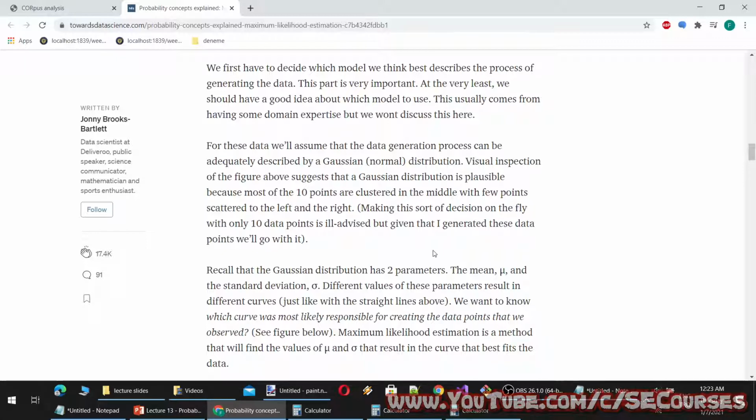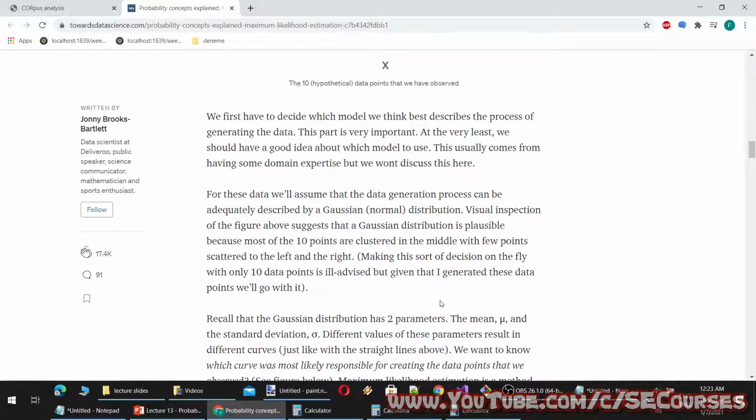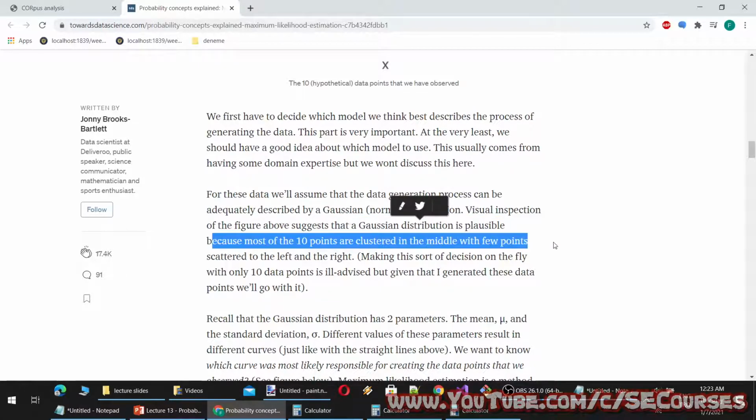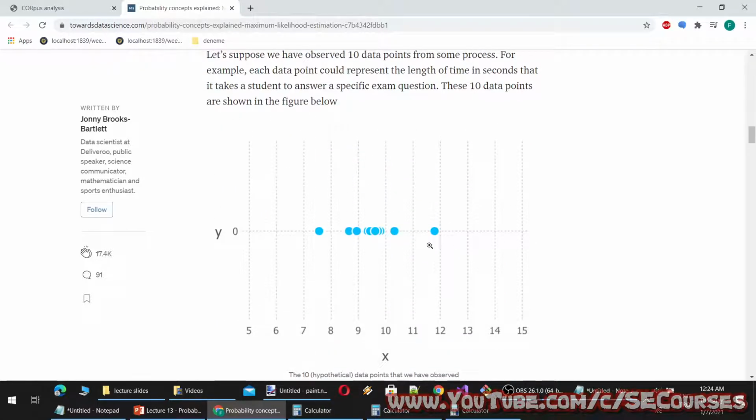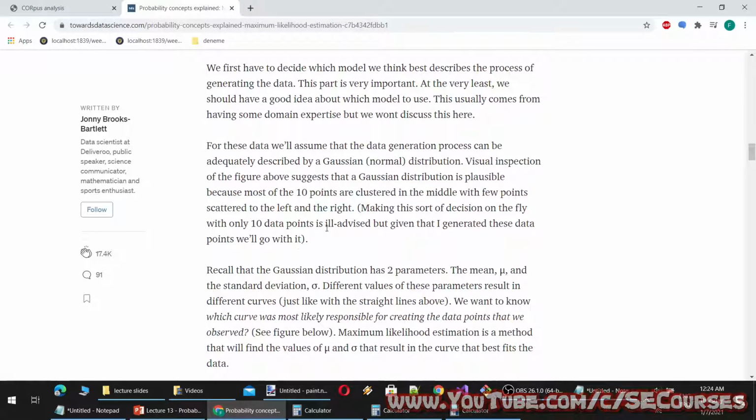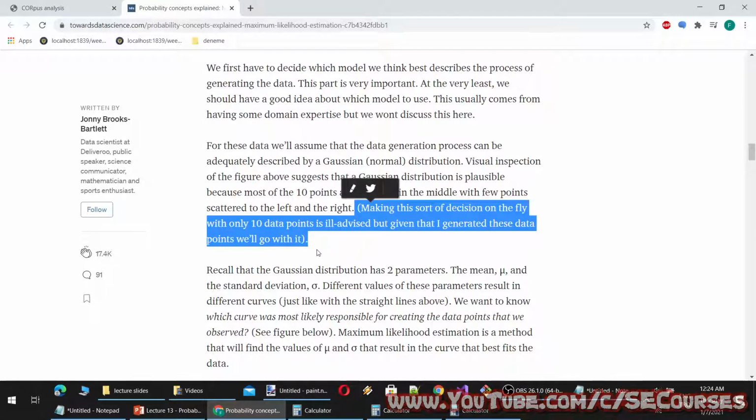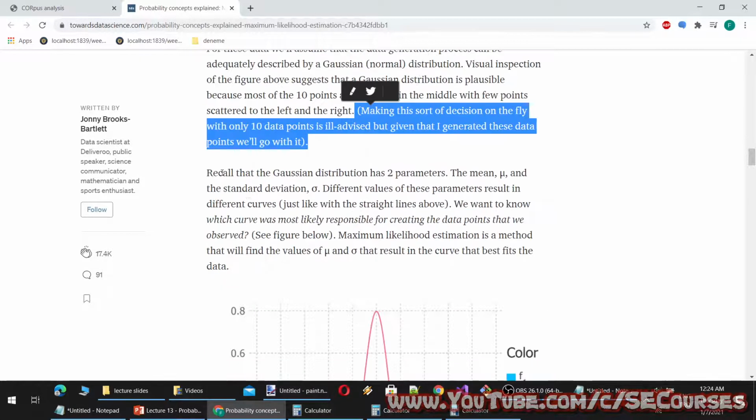Visual inspection of the figure above suggests that a Gaussian distribution is plausible because most of the 10 points are clustered in the middle with few points scattered to the left and the right. Making this sort of decision on the fly with only 10 data points is ill-advised, but given that I generated these data points we'll go with it.